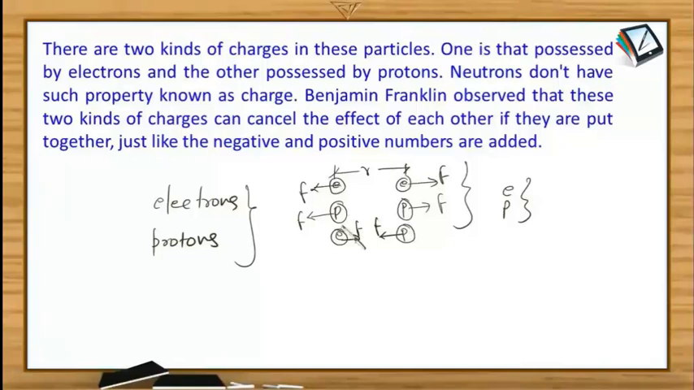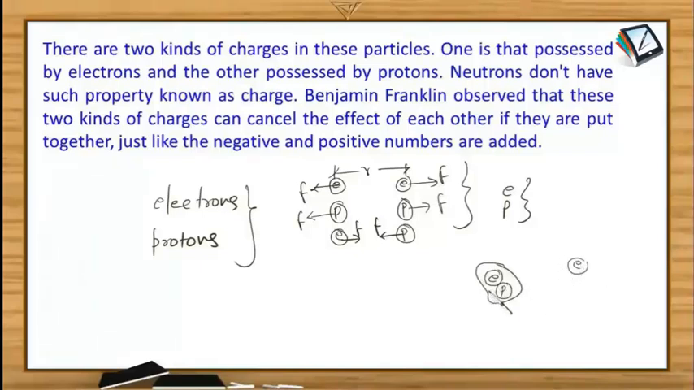And Benjamin Franklin observed that these two kinds of charges have a tendency to cancel the effect of each other when they are put together. That means, suppose one object is there having the charge equivalent to that of one electron and the other object is there having charge equivalent to that of a proton. When these two objects are kept at the same location, and then another object having the charge of an electron or proton is kept nearby, then this particular system behaves as if it is a neutral particle. It doesn't apply any force on this charged particle.